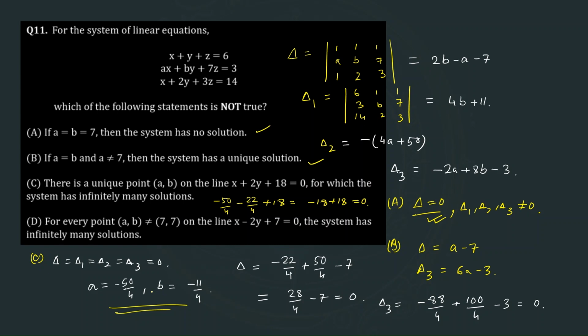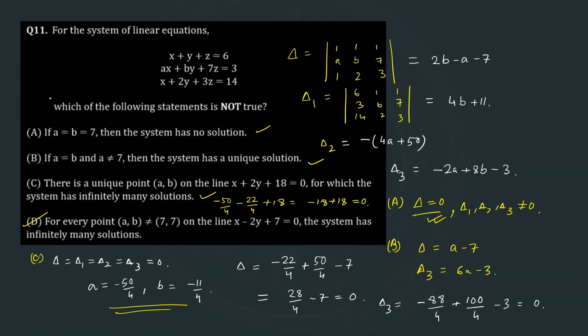So this statement is also correct, because for this unique point on this line, all the determinants are equal to 0. That means the system has infinitely many solutions. So by the method of elimination, option D must be the incorrect option, or the option that we have to choose as the answer. Still, for learning purposes, we can check option D. Let us check this on the next page.